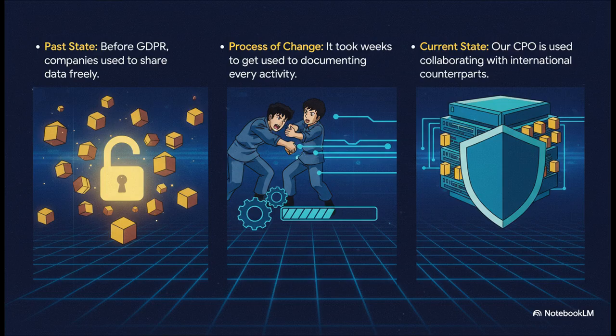Look at the first one. Before GDPR, companies used to share data freely. That describes a past state that's no longer compliant. Now the second one. It took weeks for staff to get used to documenting every activity. See that? That shows the process of change, of adapting. And finally, our CPO is used to collaborating with international counterparts. That describes a current, established skill. See how each one tells a very different story?